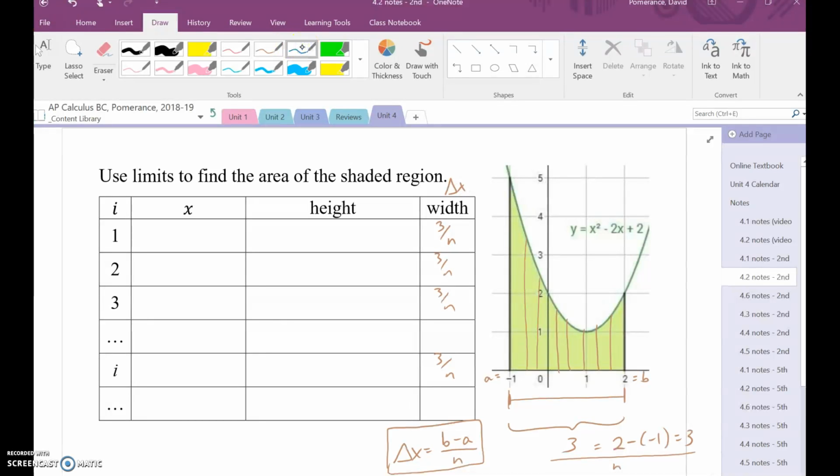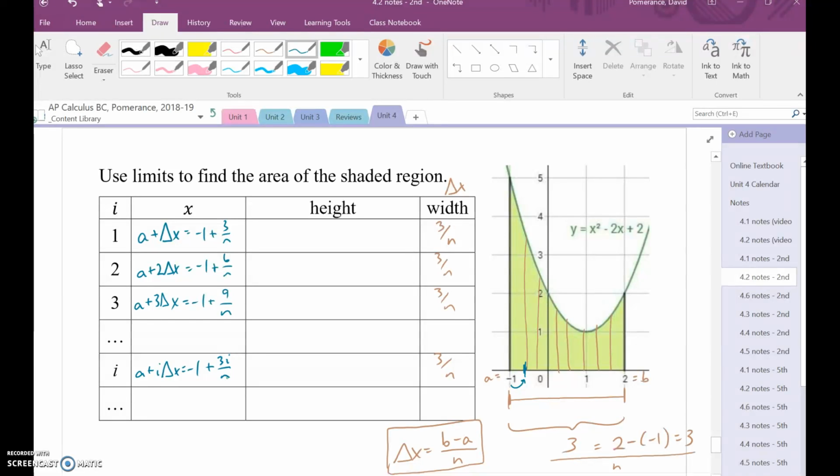So to find the right endpoint of the first subinterval, we're going to take one step from -1. So we're going to take our starting value of a, and we're going to add 1 delta x to get to our first right endpoint. And then we're going to take 2 steps to get to our second x value, and we're going to take 3 steps to get to our third x value. So this is going to be -1 plus 3 over n. This is going to be -1 plus 6 over n. That's 3 times 2. And then -1 plus 9 over n. So generically speaking, if we take i steps, we're going to take a plus i delta x, in this case -1 plus 3i over n.